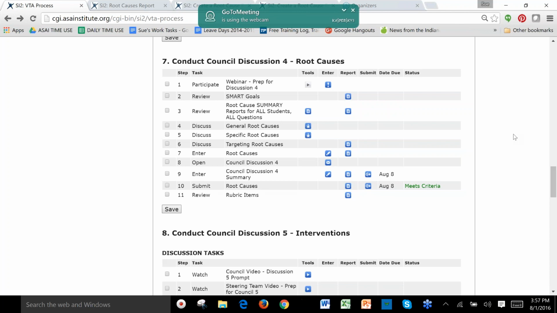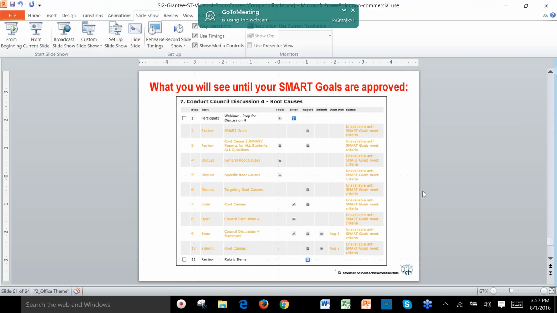It's an important step. We opened up by saying that when you really spend time targeting those root causes, figuring out what's getting in the way of achievement in your school, that's really when we start to see achievement go up.